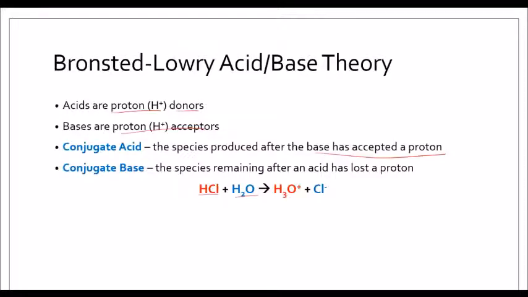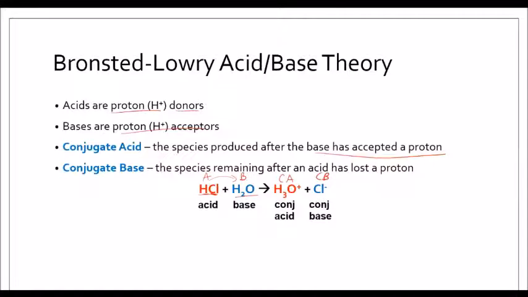We know this one's the acid because it's going to donate. The H comes off and it attaches itself to the water, and we get the hydronium. So this being the acid, the water is acting as the base here. Out of these two species, the one that accepted the proton, which was the water, is going to be the conjugate acid. So hydronium, because it accepted the H, is now the conjugate acid. And the chloride, which no longer has the H attached, is now the conjugate base.